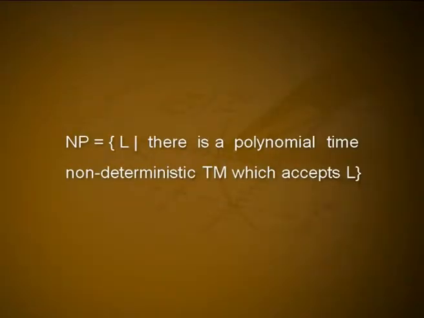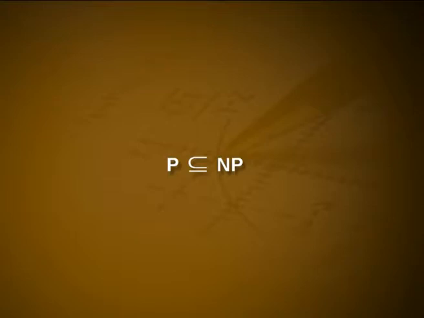Then the class NP is defined as the class of problems which can be solved by polynomial time non-deterministic algorithms. Problems in NP can be verified quickly. That is, NP is equal to the set of L such that there is a polynomial time non-deterministic Turing machine which accepts L. It should be clear that P is a subset of NP. It is widely believed that P is not equal to NP, but this has not been formally proven.